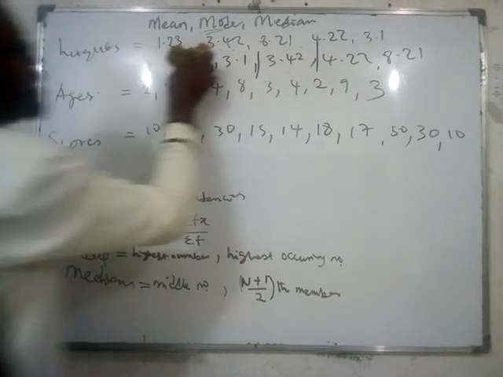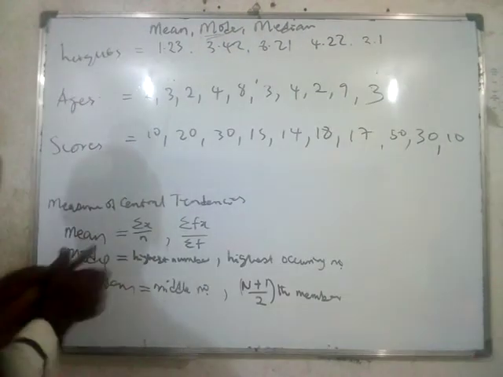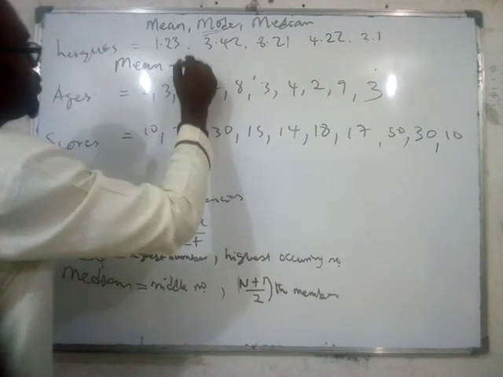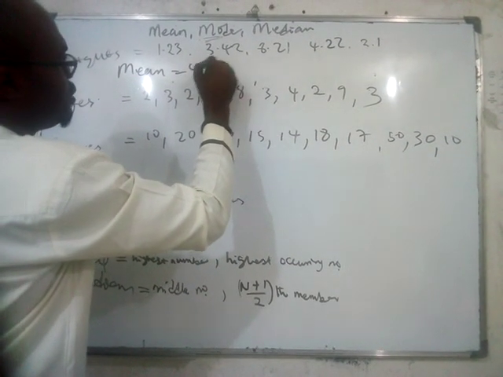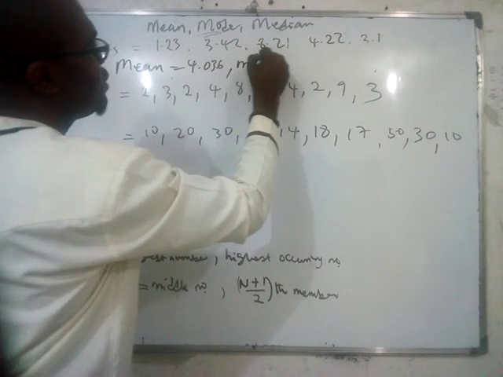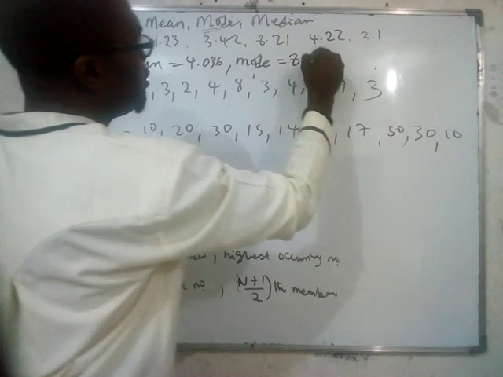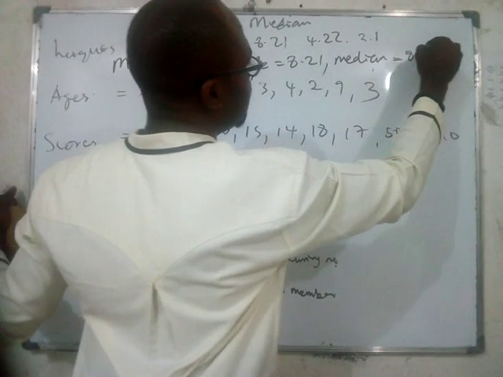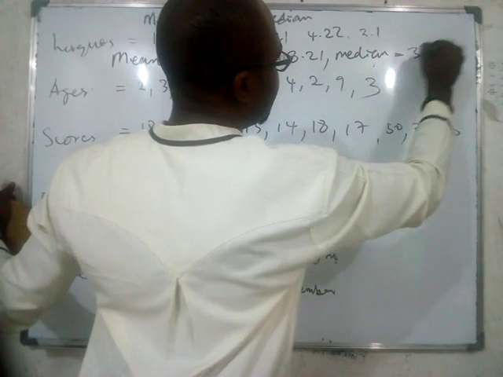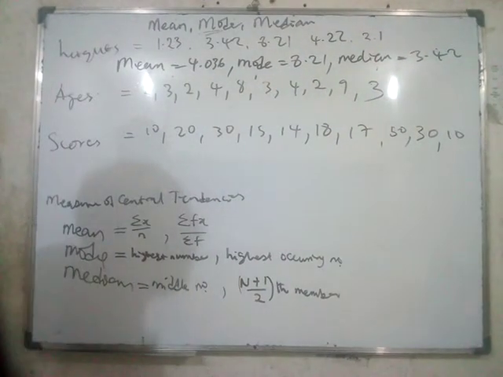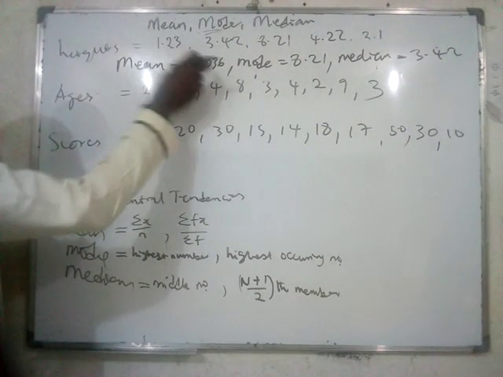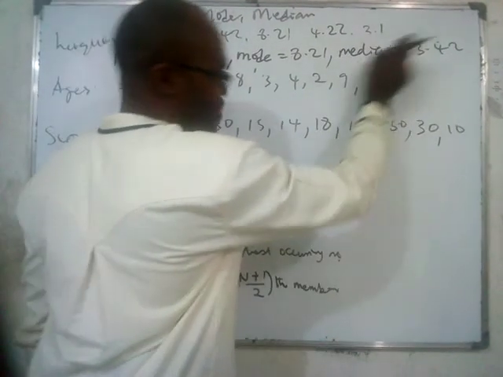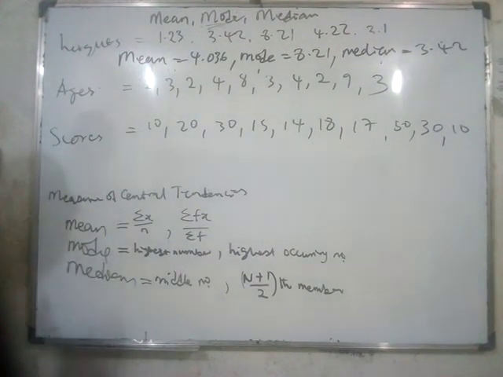So I can now clean it up. What are the values that we found? The mean is 4.036. The mode is 8.21. The median is 3.42. Is that clear? So for this data, we can easily say that the mean is the average, the mode is the highest occurring number, and the median is the middle number. So this is for non-repeating data.